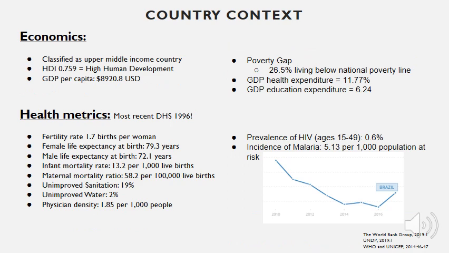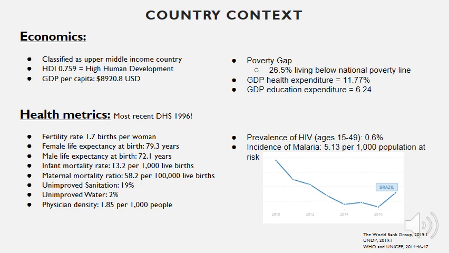Brazil is classified as an upper middle income country with a Human Development Index score in the high human development range and a GDP per capita of about $8,900. The poverty gap, however, is still quite large, with 26.5% of the population living below the national poverty line.